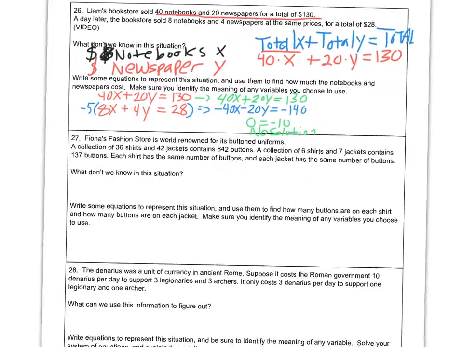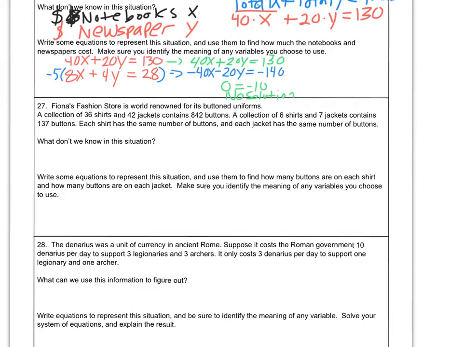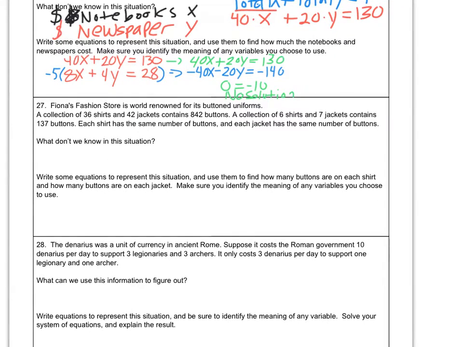And just because this happened, let's talk about 27 also. I wasn't planning on this. But here we've got Fiona's Fashion Store, and we've got buttoned uniforms. So a collection of 36 shirts and 42 jackets. So this looks like this is the same type of equation. Contains 842 buttons, and 6 shirts and 7 jackets contains 137 buttons.